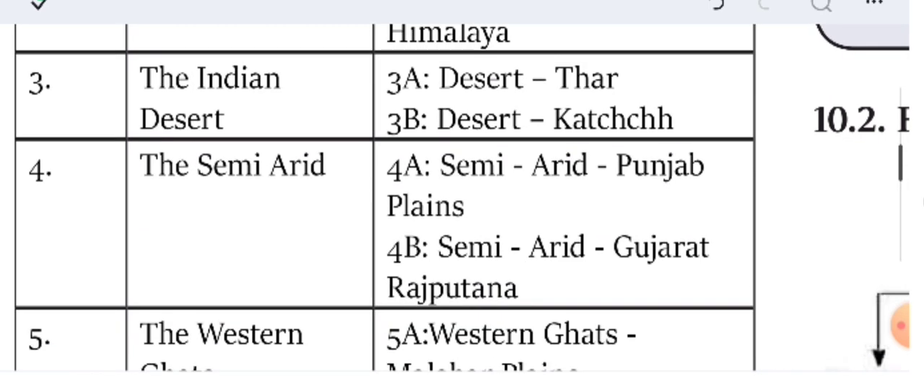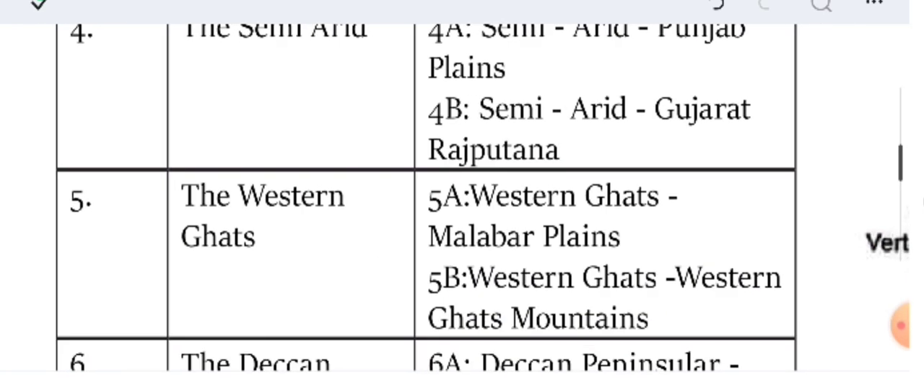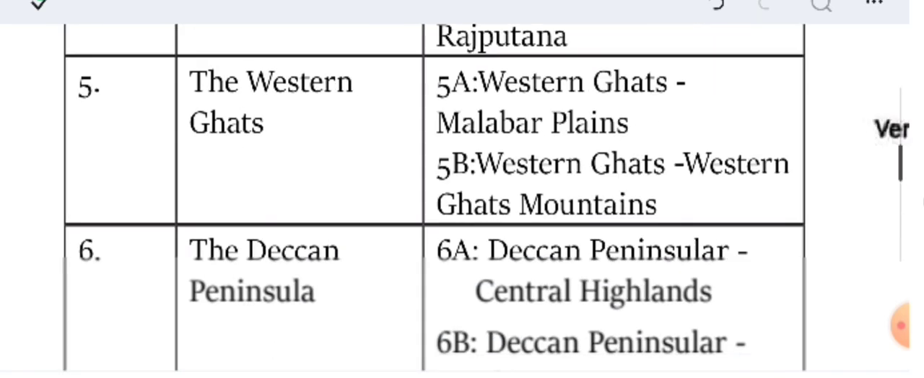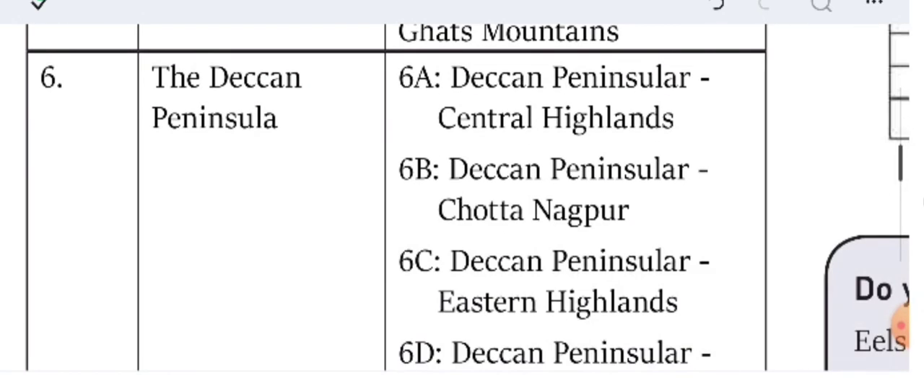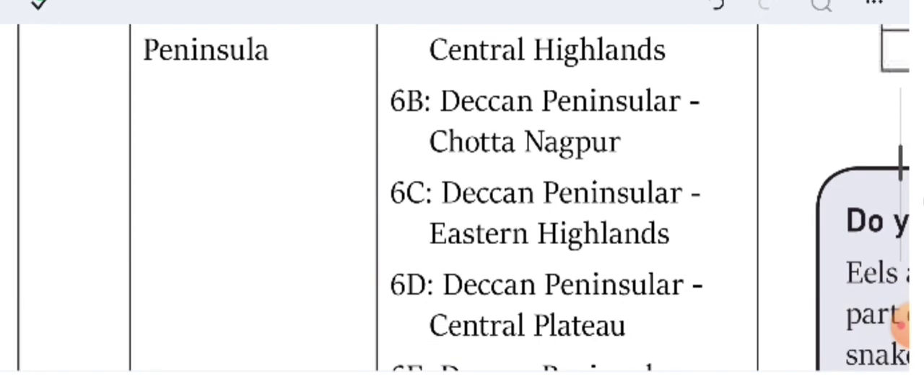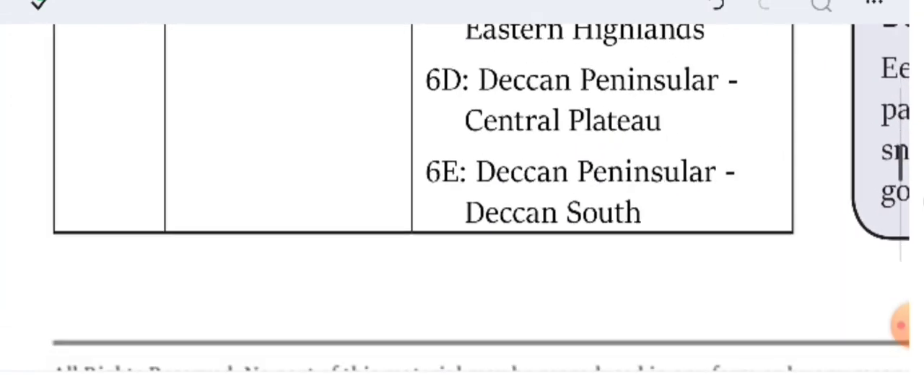So semi-arid Punjab plains and semi-arid Gujarat Rajputana. Okay, now the Western Ghat, Malabar plains, Western Ghats mountain. Okay, Malabar plains and Western Ghats mountain. Now the Deccan Peninsula. So here Deccan Peninsula, Central Highland, Chota Nagpur, Eastern Highland, Central Plateau and Deccan South.